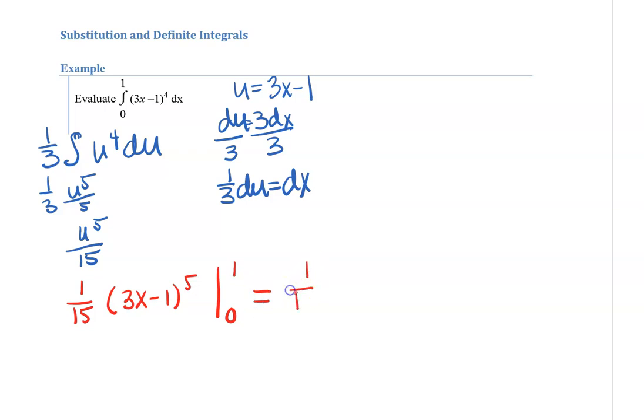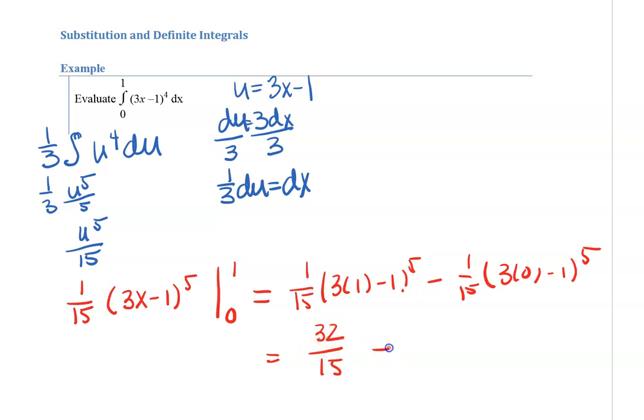And so now I'm going to evaluate. So 1/15 of 3 times 1 minus 1 to the 5th minus 1/15 of 3 times 0 minus 1 to the 5th. Again, just using your on-screen calculator is going to help you and assist you with the evaluation, because I don't want you to make any little clerical errors as you go. And this should give you a total value of, let's see, we end up at 32 over 15 minus negative 1 over 15. And so that results in 33 over 15. And I would just leave that as an improper fraction. I would not run to a calculator and get that decimal.